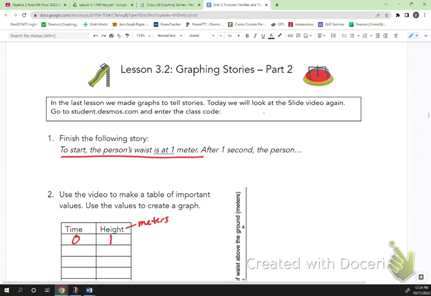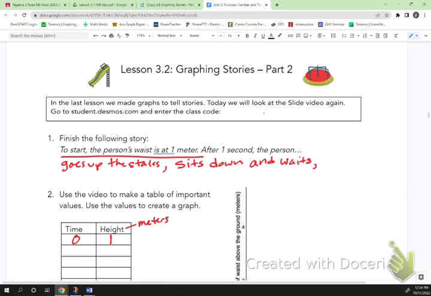Can someone just tell us in words, what is he doing in this video? Yes, sir. Walking up the stairs. Goes up the stairs. Great. After we go up the stairs, he sits down. Does he go down the slide right away? No. Sits down and waits.